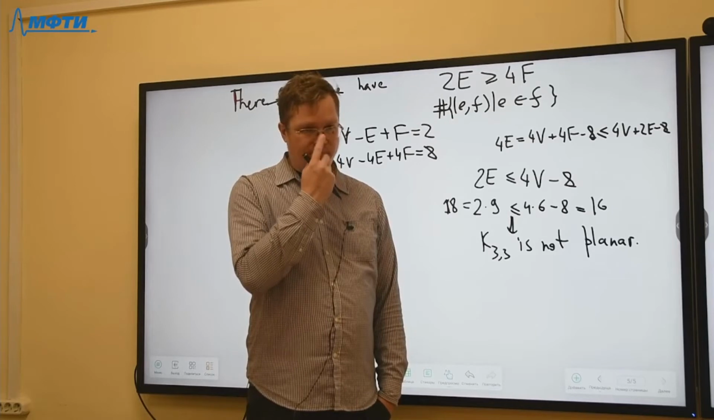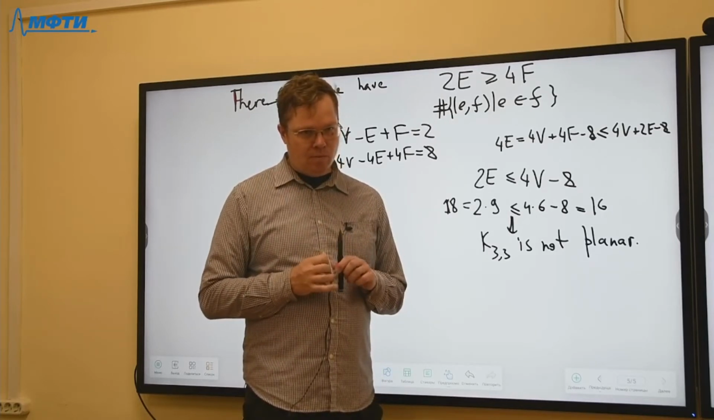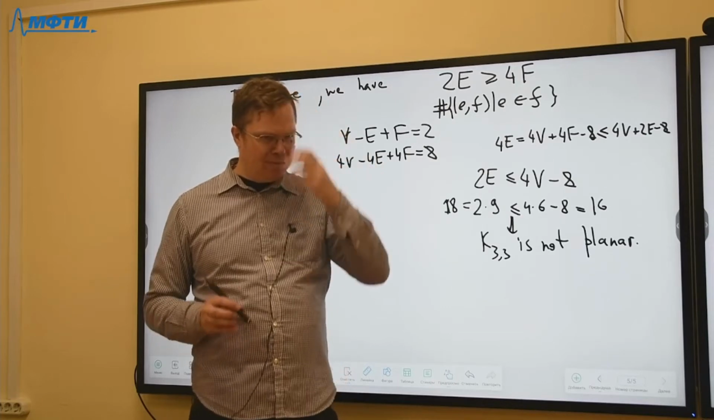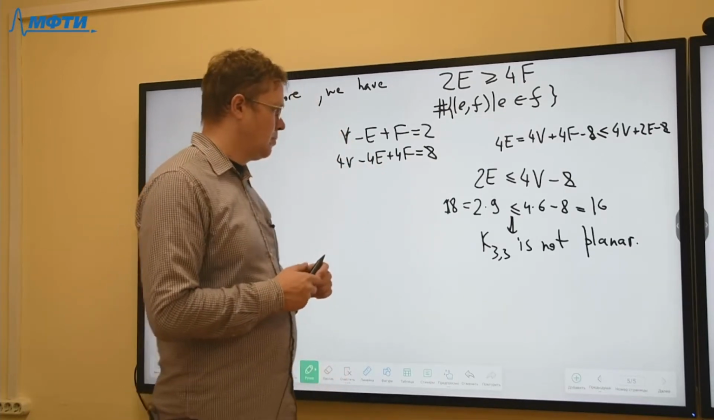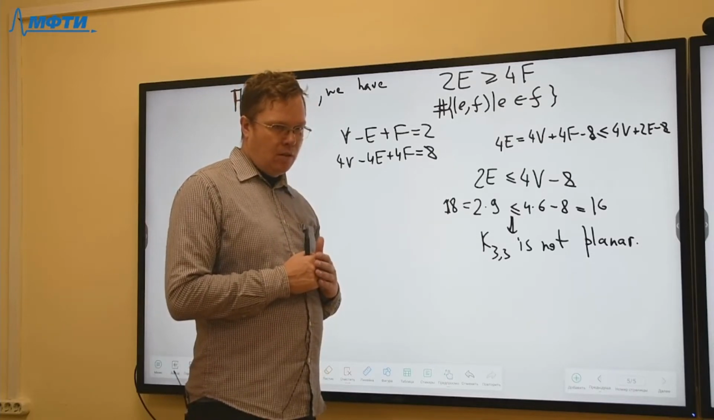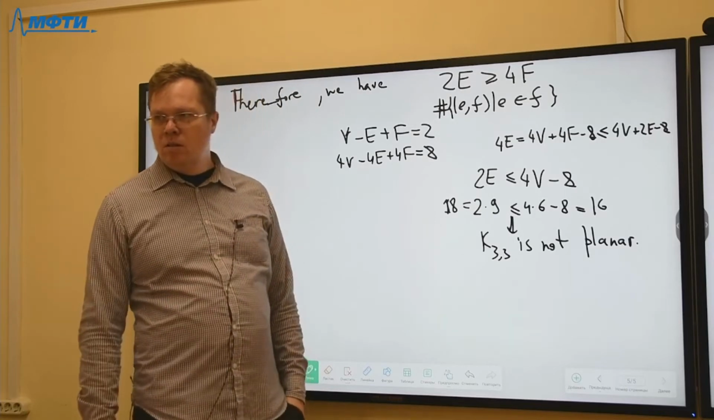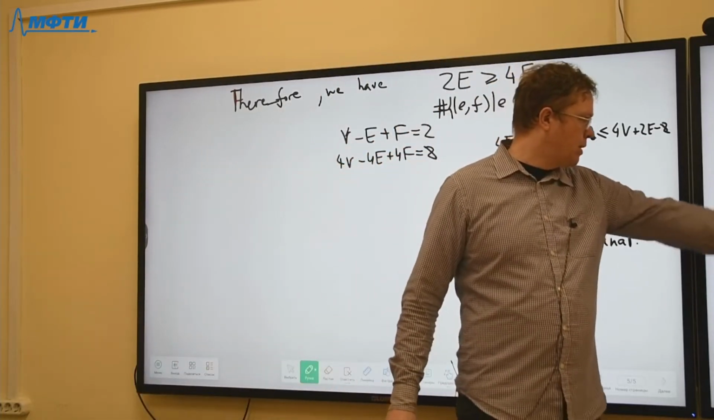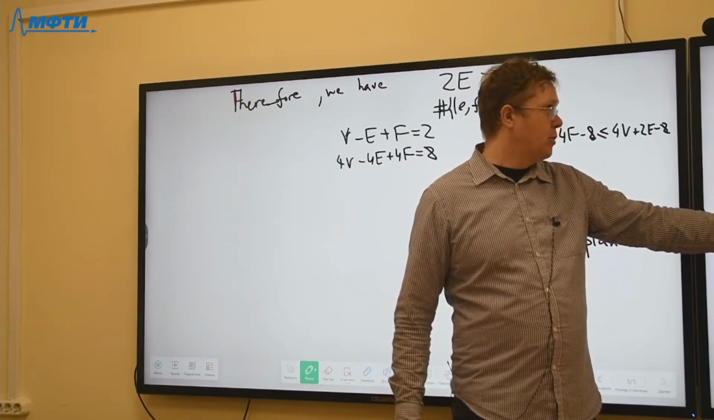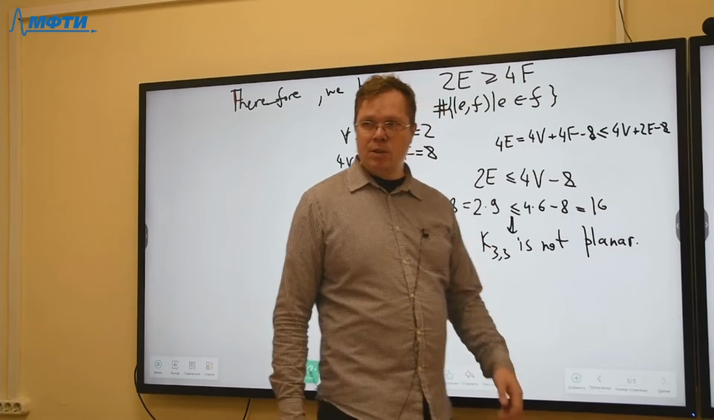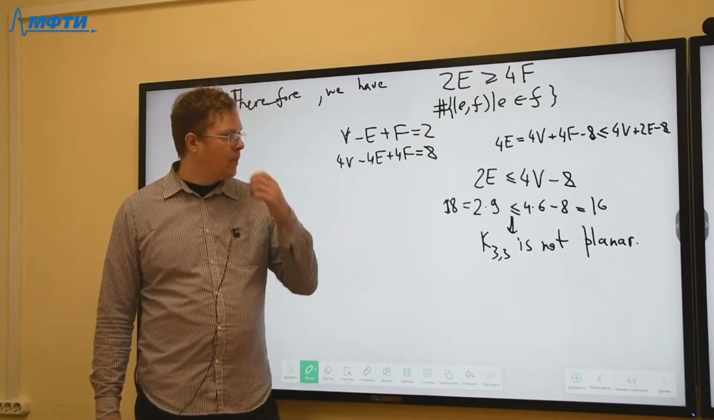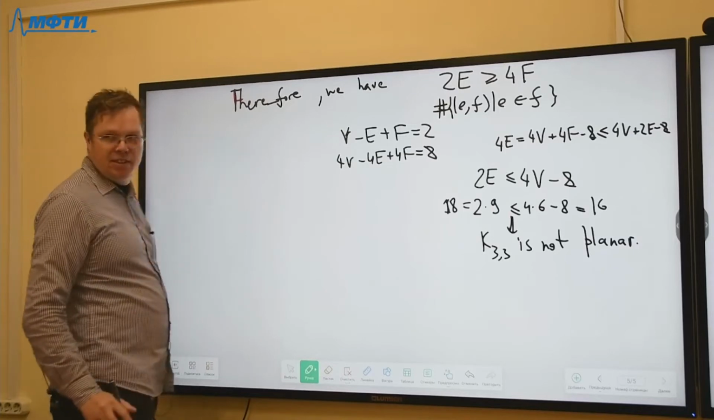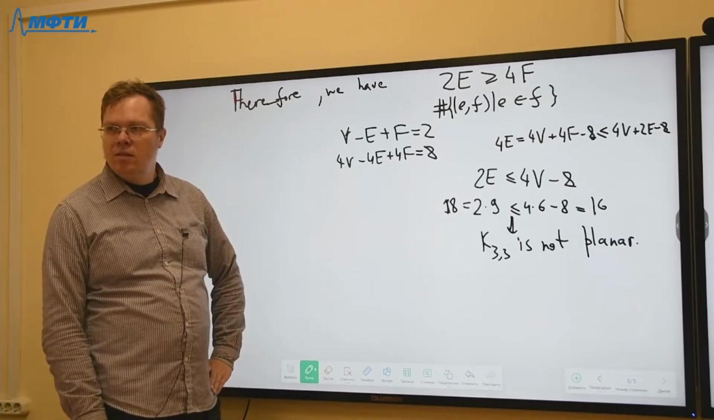Do you have questions? Okay. Bipartite, so we have two parts of three vertices, and we provide each edge between these two parts. So it's a complete bipartite graph.